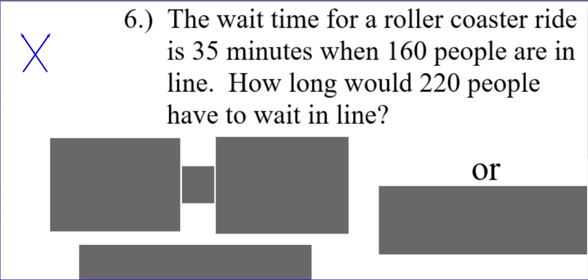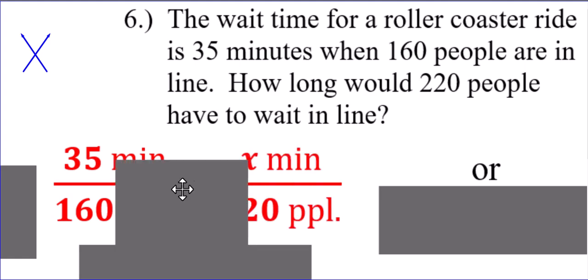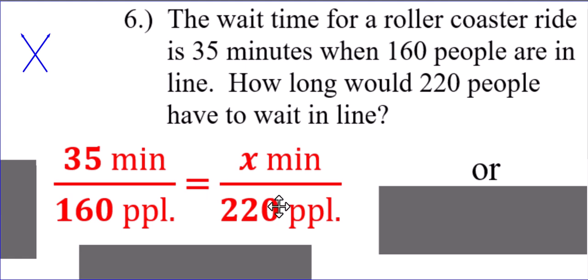All right, did you already set up number 6? Let's see how you did. 35 minutes, 160 people, I'll make that my fraction, equals how long would 220 people have to wait in line? Well, I put my people in the denominator here, so I better put my people in the denominator here as well. Minutes on top, minutes on top.